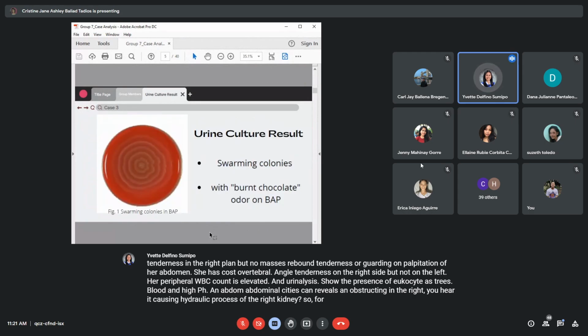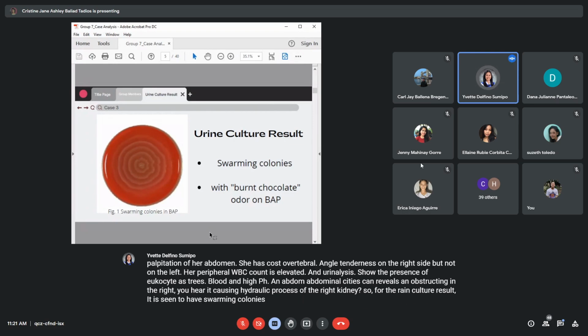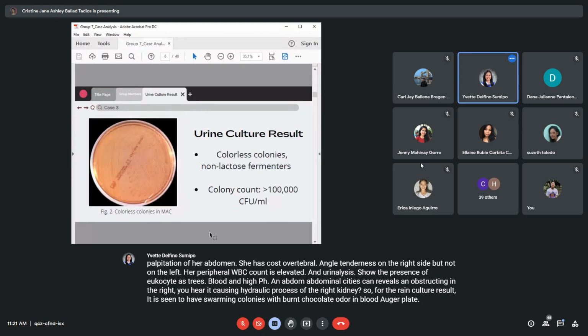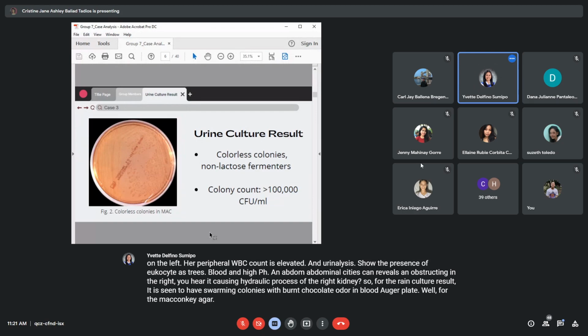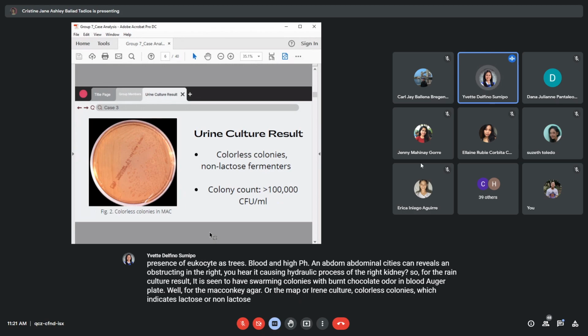So for the urine culture result, it is seen to have swarming colonies with burnt chocolate odor in blood agar plate. While for the MacConkey agar urine culture, results show colorless colonies, which indicates non-lactose fermenters, and the colony count is more than 100,000 colony forming units per ml.